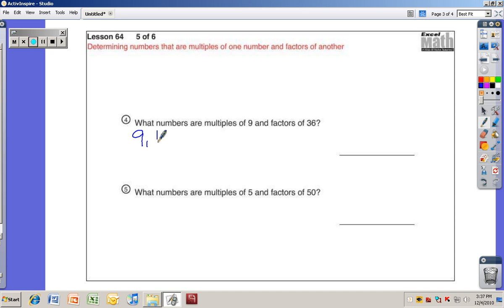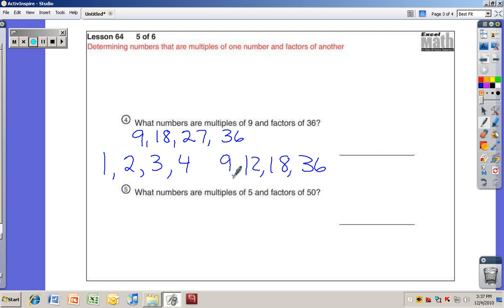Multiples of 9 are 9, 18, 27, 36. Factors of 36, 1 and 36. 36 is even, so 2 times 18 is 36. 3 goes into 36 12 times. 4 times 9 is 36. 5? No. 6 goes into 36 6 times itself. Remember, when you're listing the factors, you don't need to write the factors twice in the list. Just because 6 times 6 is 36 doesn't mean we write two 6s. All right, the numbers that are the intersection here, we have a 9, we have an 18, and we have 36.